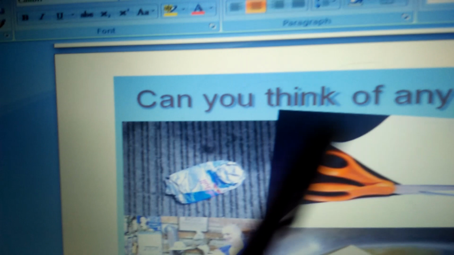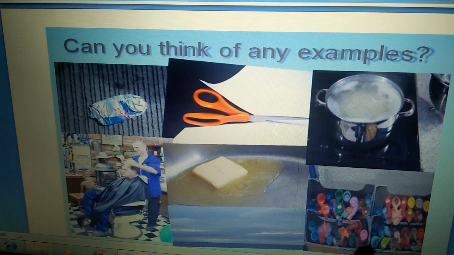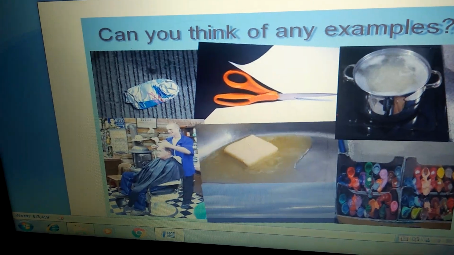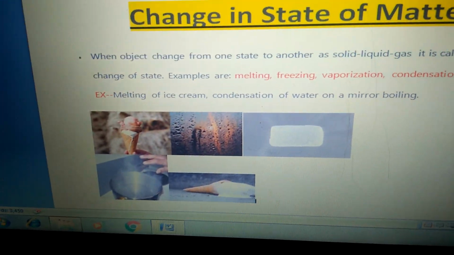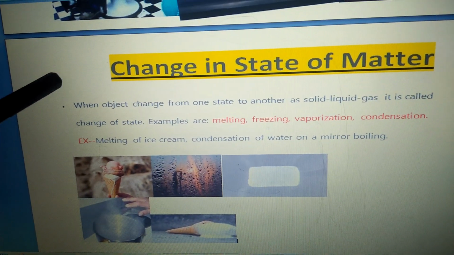Like some examples given here, crushing of this can. After drinking cold drink, you just crush the bottle. Similarly, cutting of paper, evaporation, cutting of your hair, melting of butter, stretching of a rubber band or ballooning, it is an example of physical change. Now let us study each symptom separately.